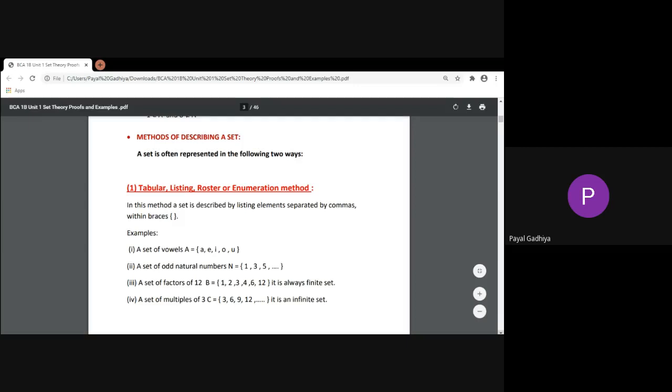This is correct, but then you have to put dot dot dot because this set is not ending over here. It will be like 2, 4, 6, 8, 10, 12, 14. So there is no end of the set. So you have to put dot dot dot after these numbers. Otherwise, this is correct.